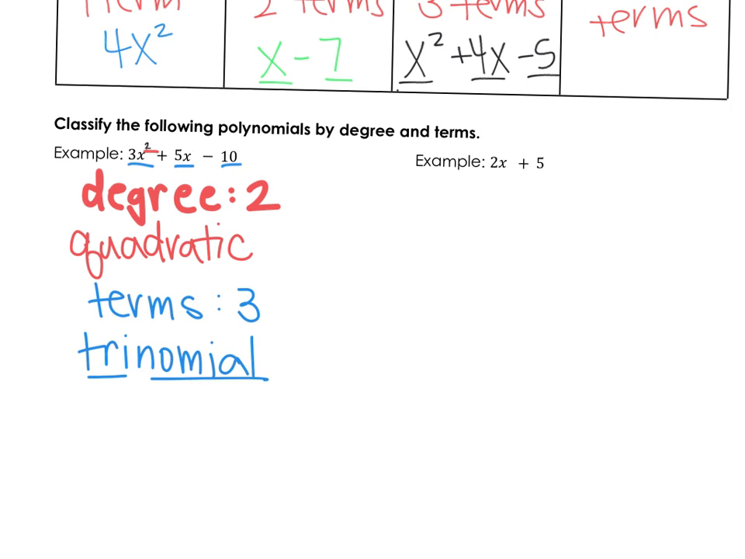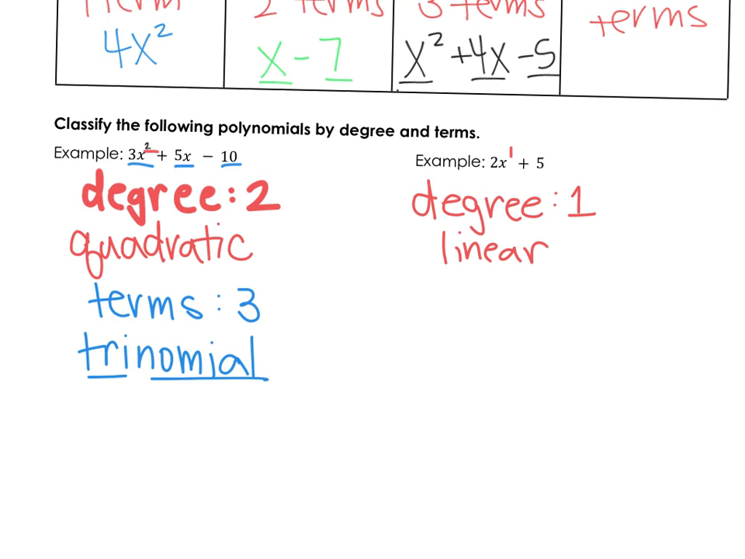Let's look at the second example. For the second example, let's look at the degree first. Remember, the degree is the highest exponent. Here, there is no exponent written, but there is an x, so that means the degree here is 1. When the degree is 1, that's called a linear polynomial.